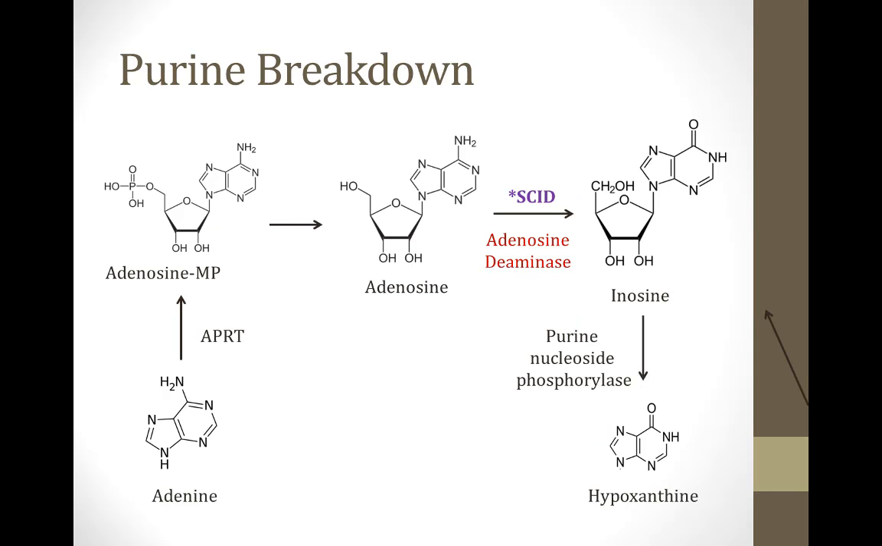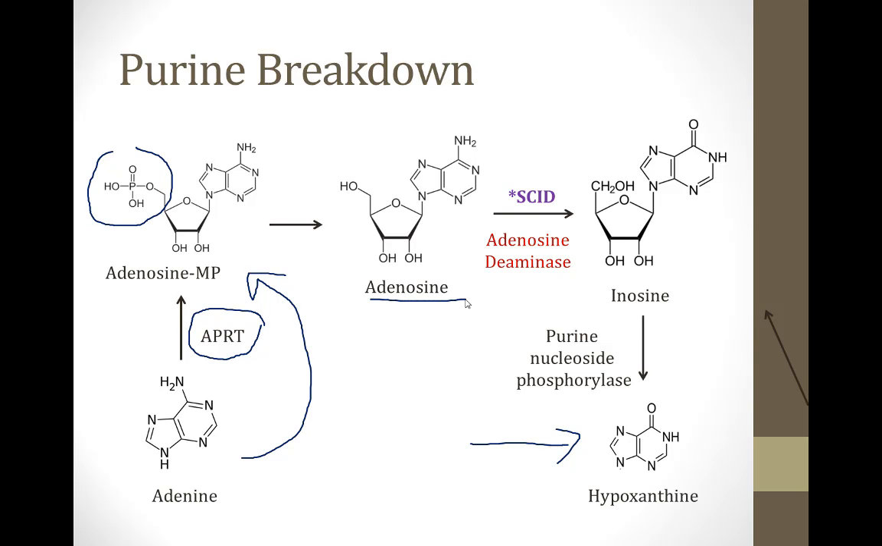Adenine has a more complicated process by which it gets converted to hypoxanthine and then to uric acid for excretion. So adenine is first converted back into the nucleotide adenosine monophosphate by that enzyme APRT, which we talked about a few slides ago. Adenosine monophosphate has the phosphate moiety removed, and then it becomes the nucleoside adenosine, which has no phosphate group attached. Then there's a very important enzyme called adenosine deaminase, which removes the amine group from adenosine and converts it into inosine. A deamination reaction is a reaction where you remove an amine group, and that's what adenosine deaminase does.